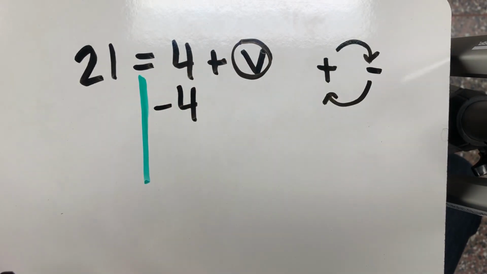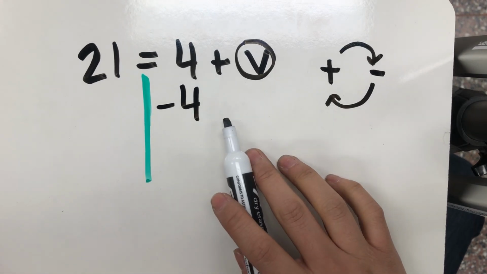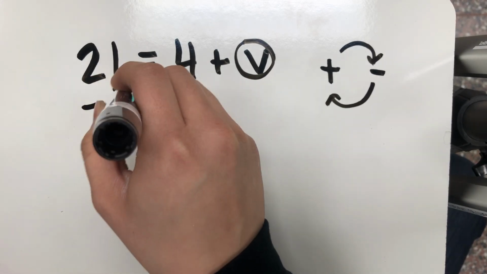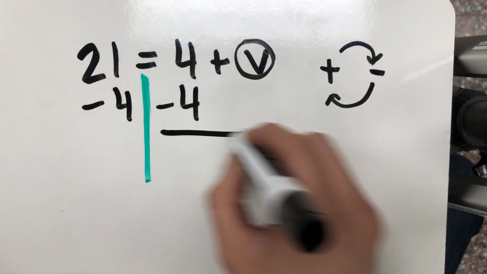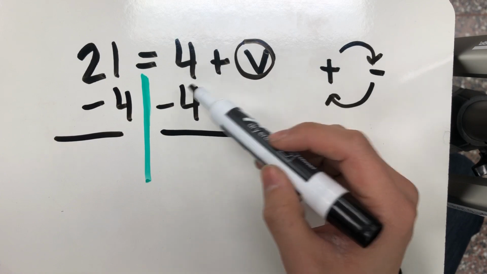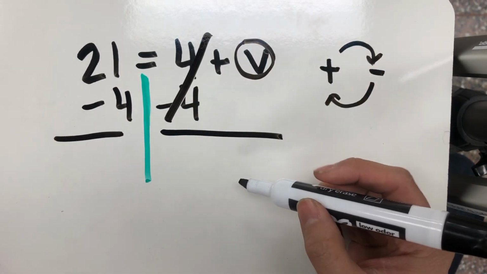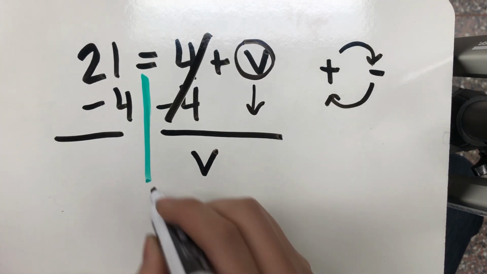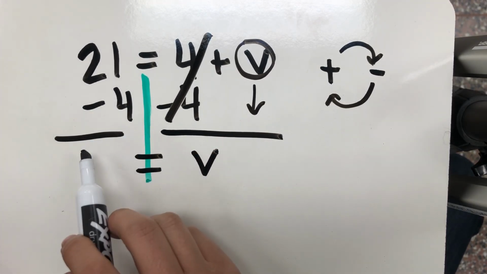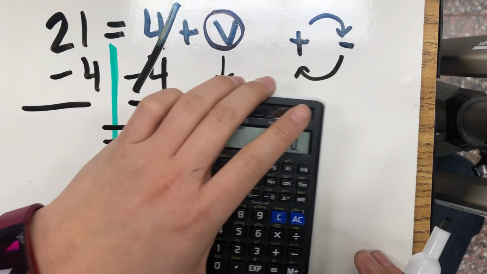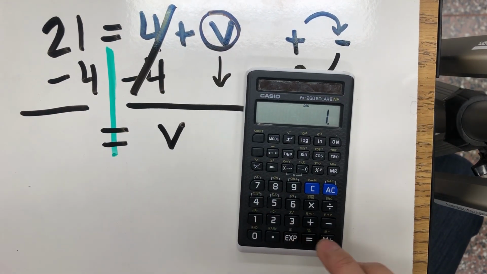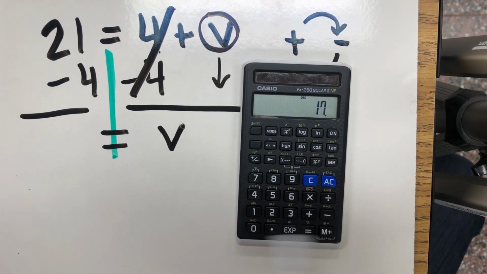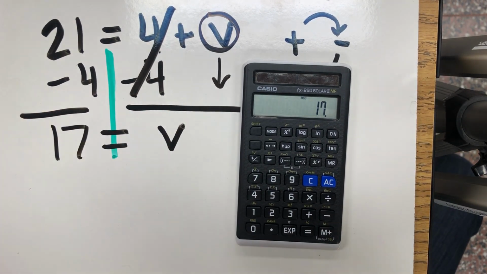But just like our scale, if I took away 4 from this side, is my equation balanced? It is not. I would have to take away 4 from this side as well. So when I subtract 4, I have 4 minus 4. I'm left with 0, and this v is the only thing remaining on the right side of my equation. And 21 minus 4, you will be able to use a calculator. 21 minus 4 is 17. So the value of v is 17.